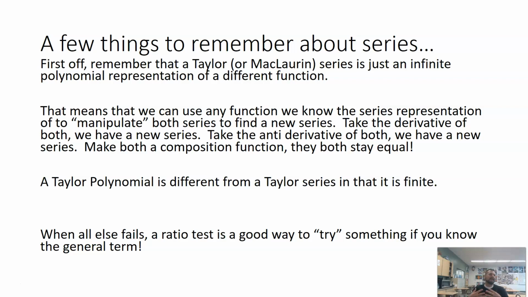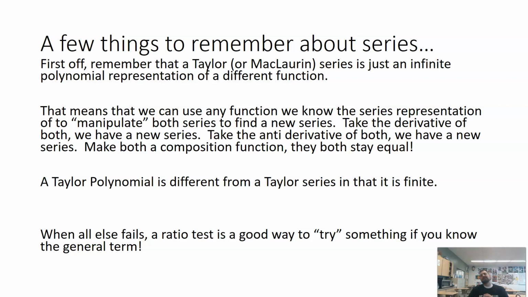So if I know the Taylor series for e to the x, I can find the Taylor series for e to the 2x or e to the x squared, and it's very easy to do. I just substitute in. Or if I need to take the derivative or the antiderivative of something, same thing. I can just take the derivative or the antiderivative of that series.